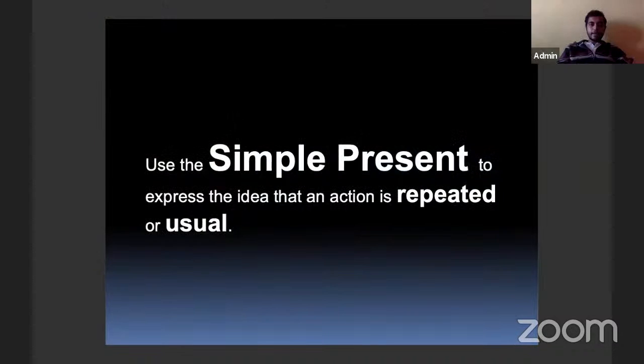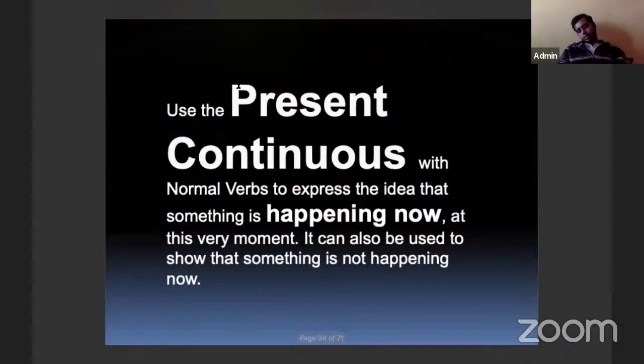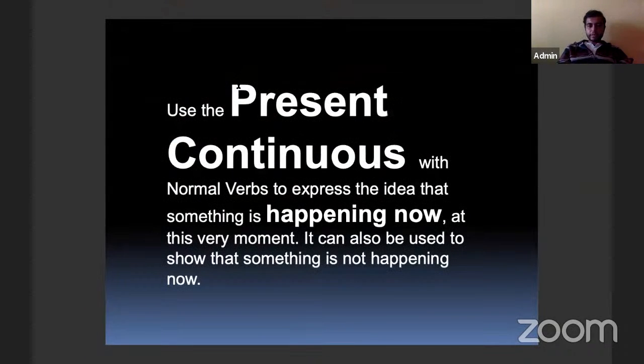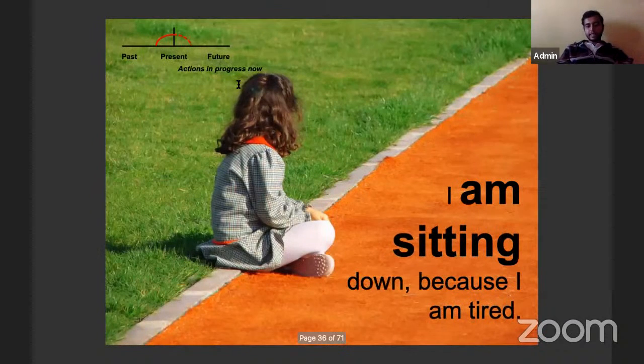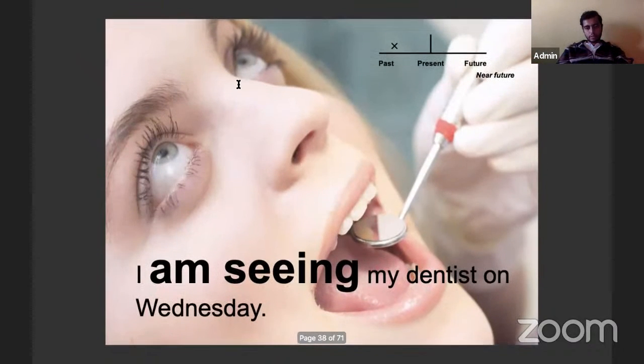So, when an action is repeated or usual, use simple present. Eat breakfast every morning, go to work every day. Earth revolves around the sun. When do you use present continuous? You use present continuous when something is happening right now or it is not happening right now. So, I am sitting down because I am tired. Present continuous. She is studying really hard for her exam, so happening about now, but not necessary to be happening at this exact moment. Sally is studying really hard for her exams this week.